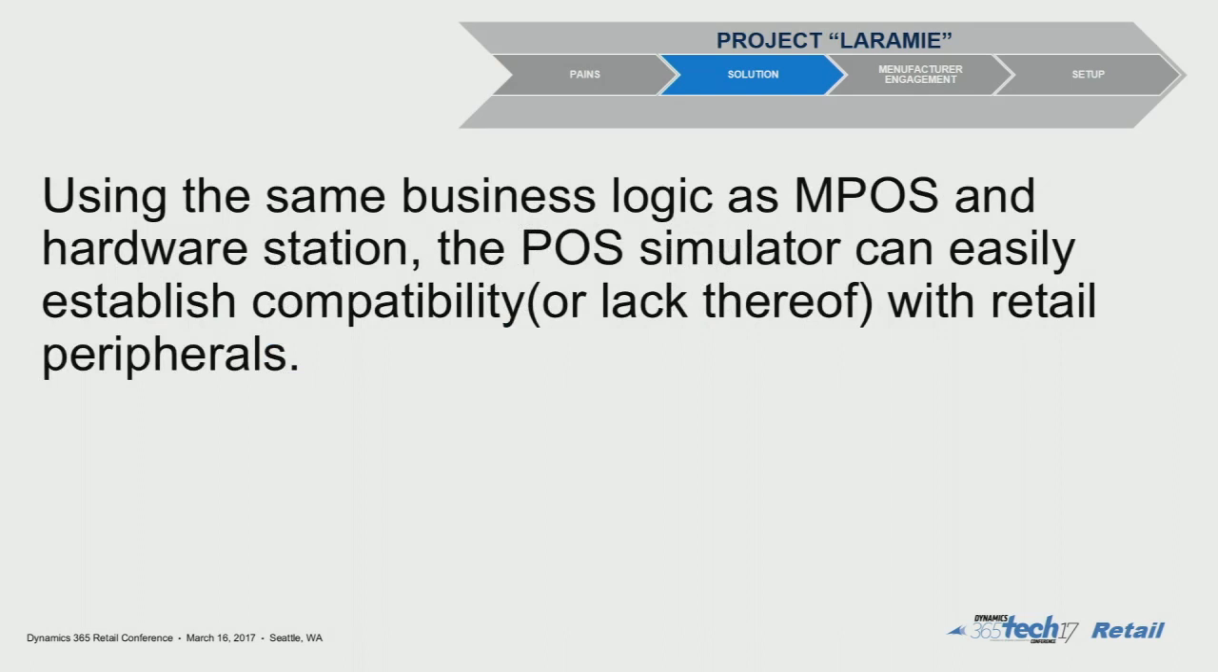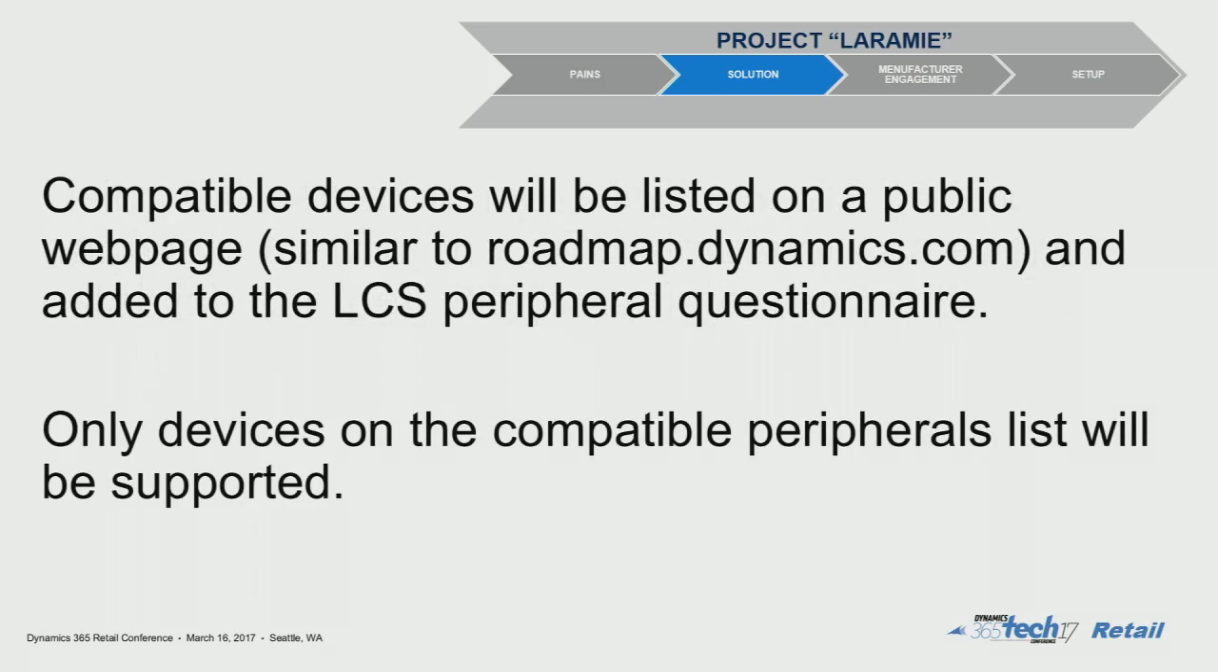So this peripheral simulator uses the same business logic as the point of sale, and so we can very easily determine if a device is going to work or not, if it's compatible with the point of sale. And as part of this, we'll list those devices on a public web page. I mentioned LCS; we'll have an LCS questionnaire. That same list of compatible devices will be surfaced in a public-facing web page.